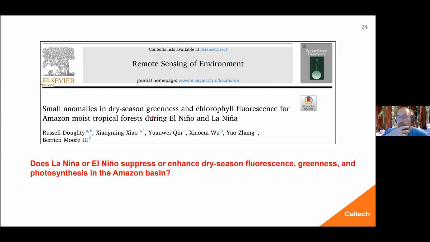This next paper, I only have a couple of figures. The next step that we wanted to take was to look at the anomalies in SIF during the last two El Niños and La Niñas, and we did this with GOME-2 data.